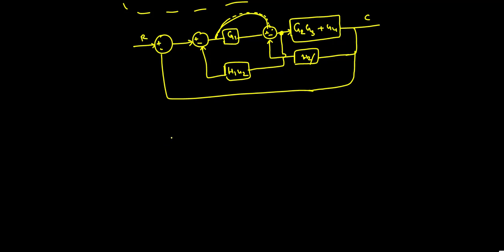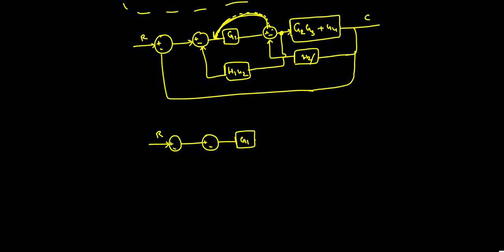So here, same, your R is there, plus minus is there, and then there is one more summation, plus and minus, and here there is a function called G1. So now this particular item we have transferred here, right?